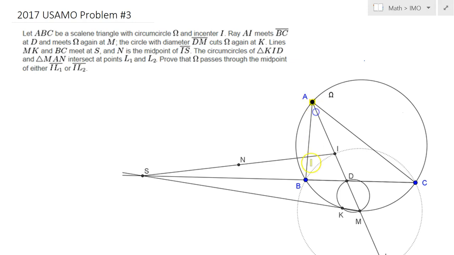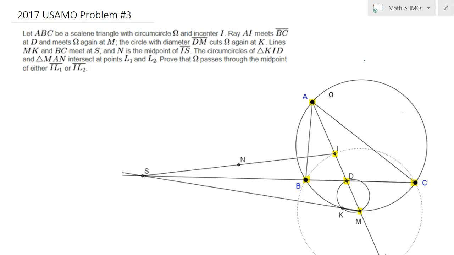Triangle ABC has circumcircle omega and incenter I, and then we extend ray AI to meet side BC at point D and also the circumcircle at point M. Notice that M is the midpoint of minor arc BC.